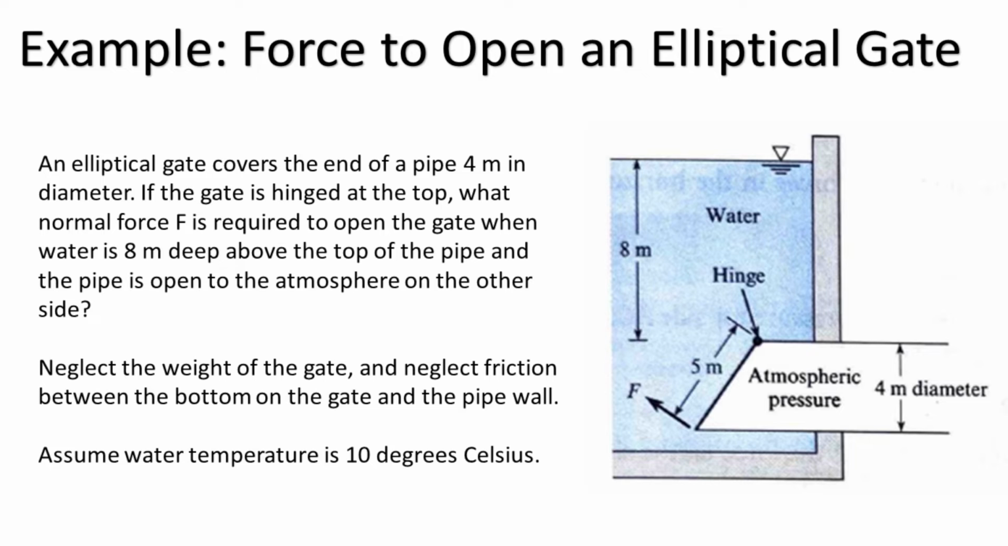Problem statement. An elliptical gate covers the end of a pipe 4 meters in diameter. If the gate is hinged at the top, what normal force F is required to open the gate when water is 8 meters deep above the top of the pipe and the pipe is open to the atmosphere on the other side? Neglect the weight of the gate, and neglect friction between the bottom of the gate and the pipe wall. Assume water temperature is 10 degrees Celsius.